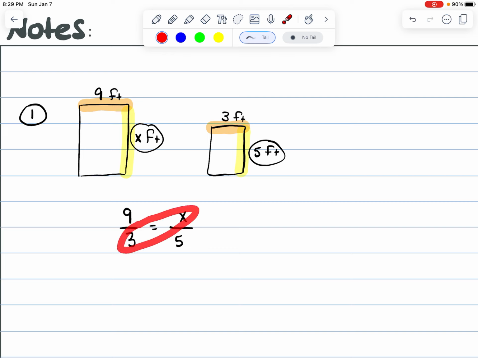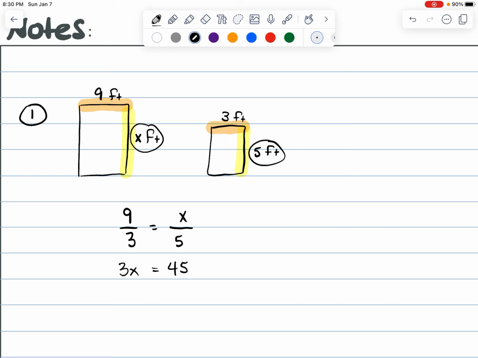Now, we are going to use the cross multiplication method. So we're going to work across the equal sign diagonally. All right, and we're going to multiply these. So 3 times x is 3x, and 9 times 5 is 45. Okay, and now all we're going to do is solve this for x. So 3 times x is equal to 45. Well, to undo this multiplication, we're going to divide by 3, and we get that x is equal to 45 divided by 3 is 15.